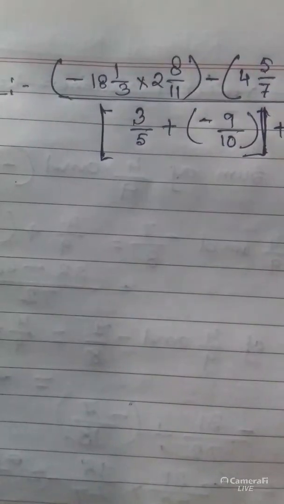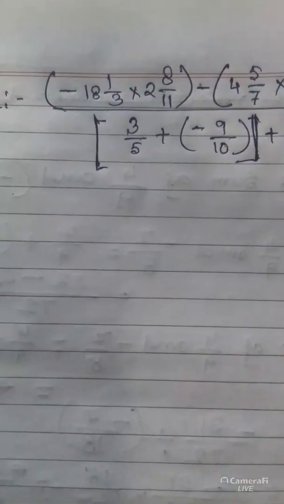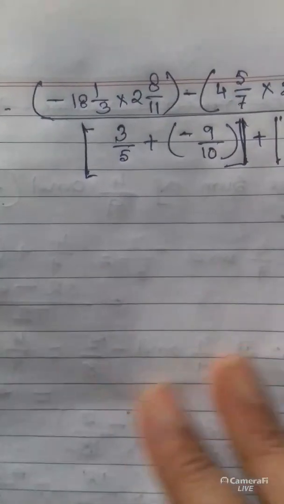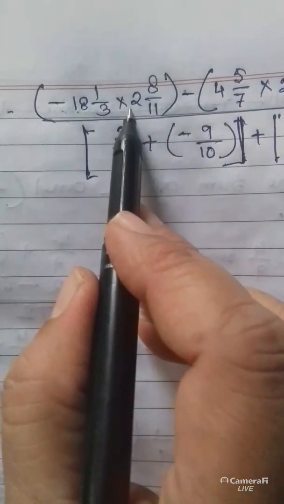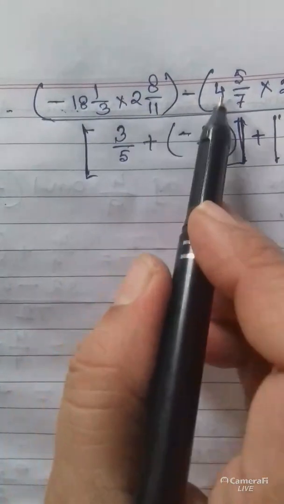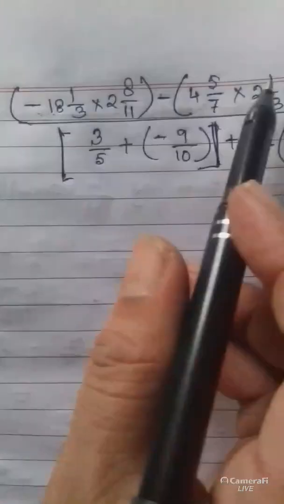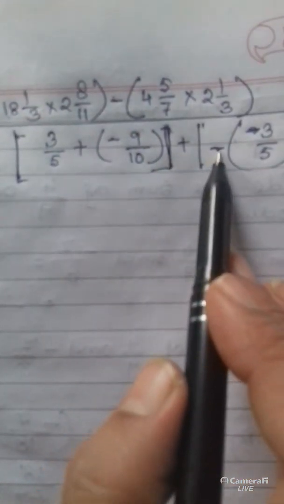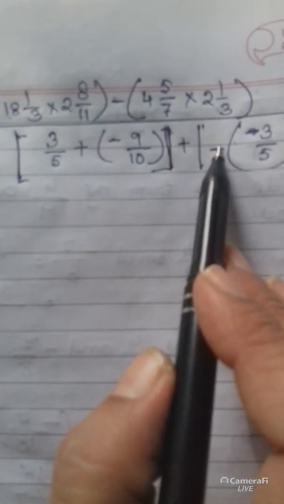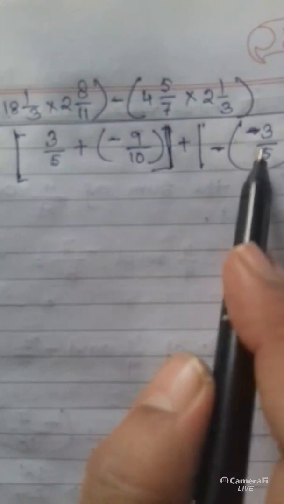Now next one. Simplify. We have minus 18 whole 1 by 3 into 2 whole 8 by 11 minus 4 whole 5 by 7 into 2 into 1 by 3, divided by 3 by 5 plus minus 9 by 10 plus minus 3 by 5.